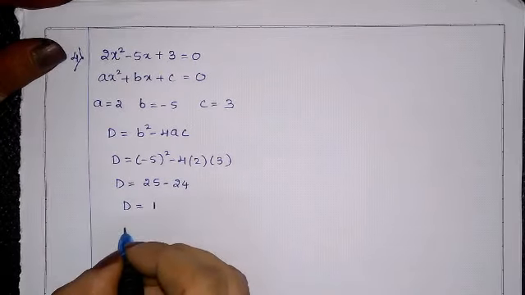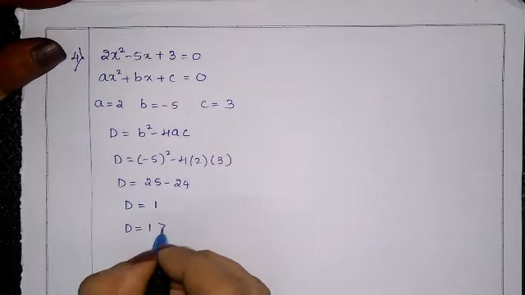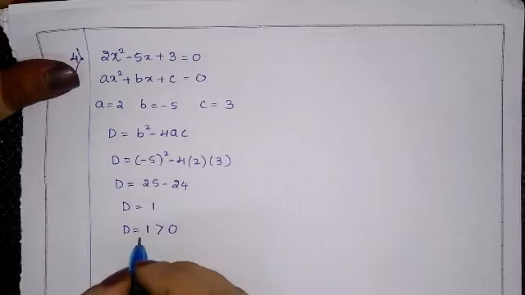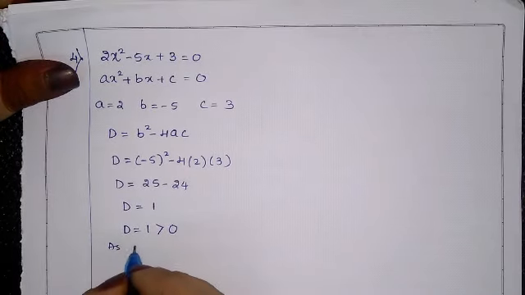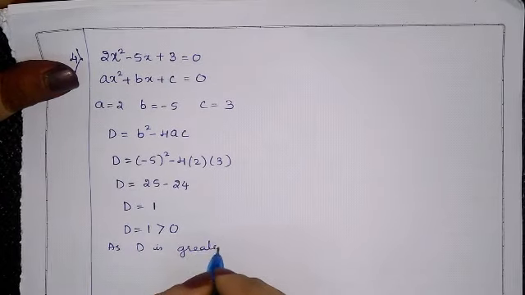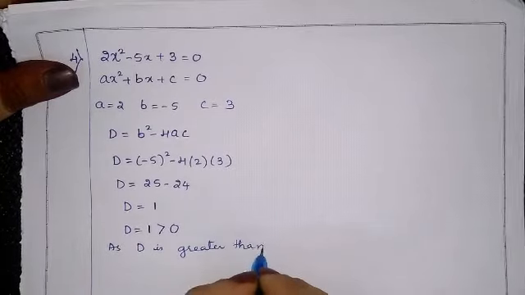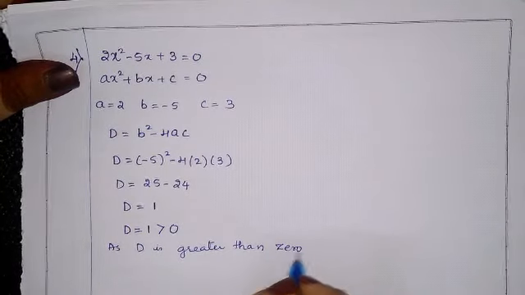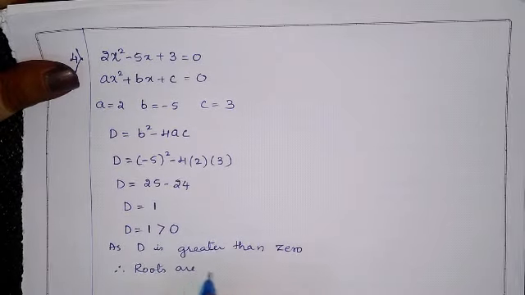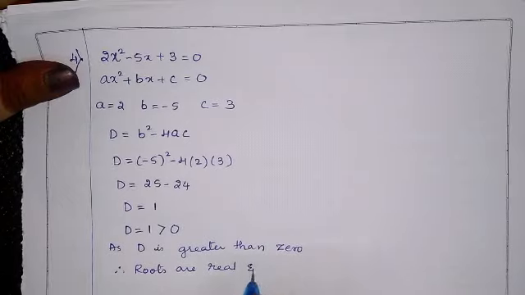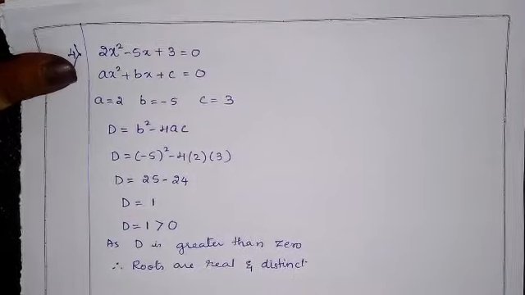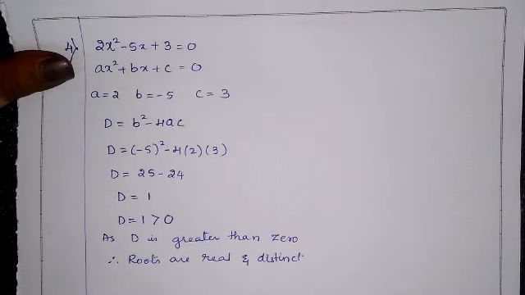Now we can say that D is equal to 1 which is greater than 0. D greater than 0. Therefore, roots are real and distinct. Condition I have told in the beginning only na. So roots are real and distinct. Let us see next question.